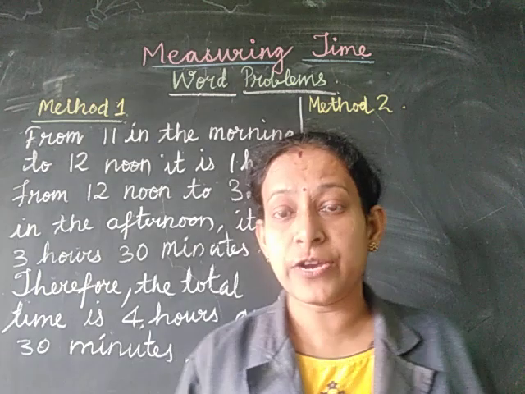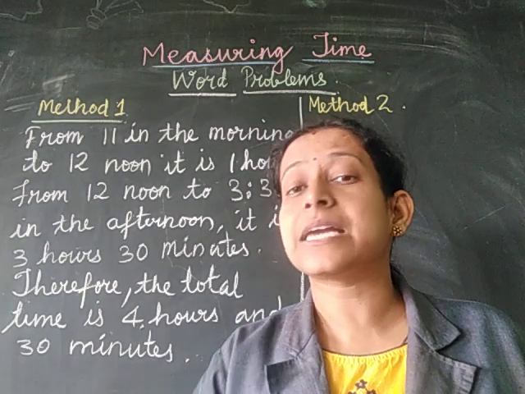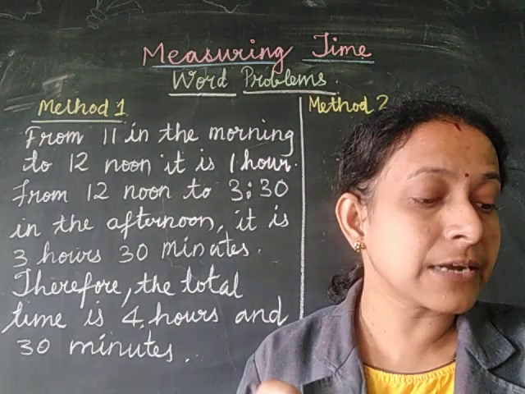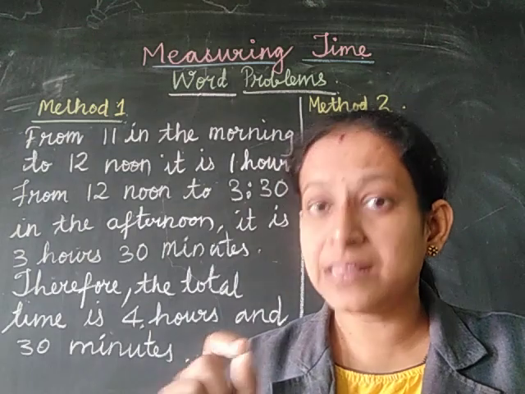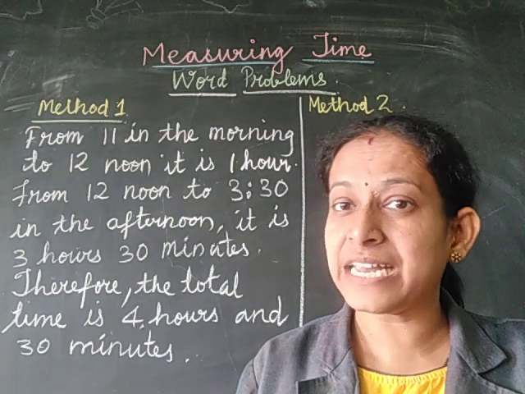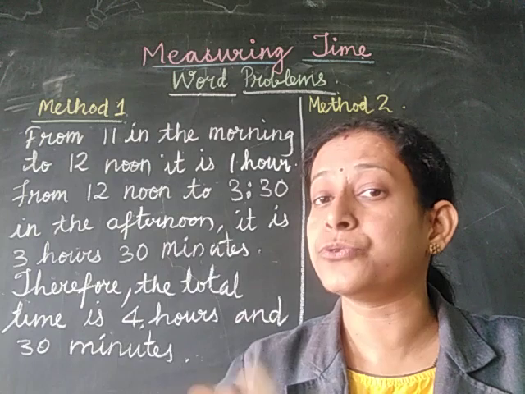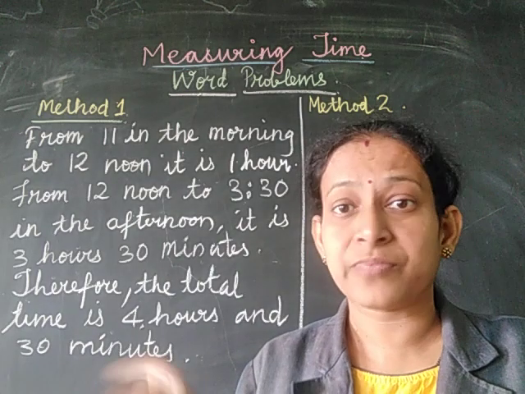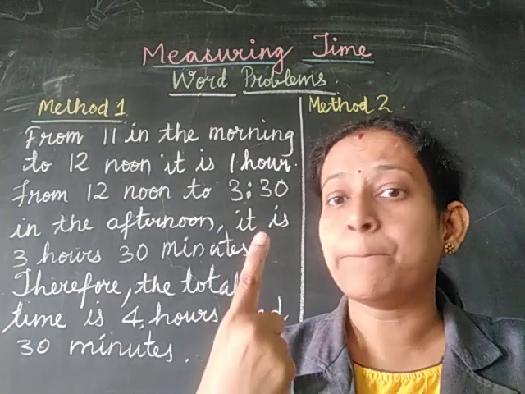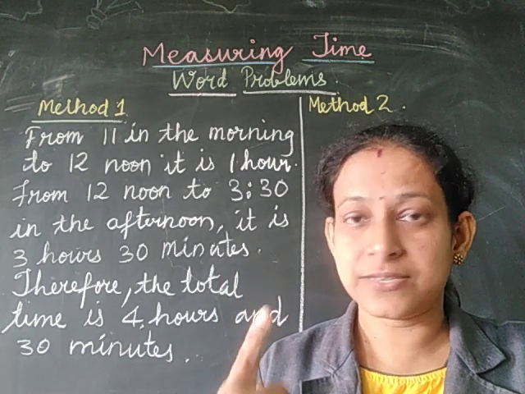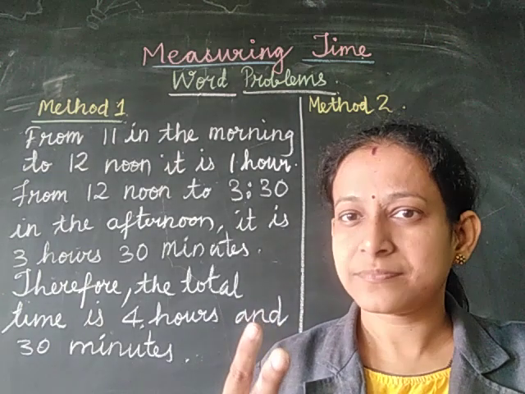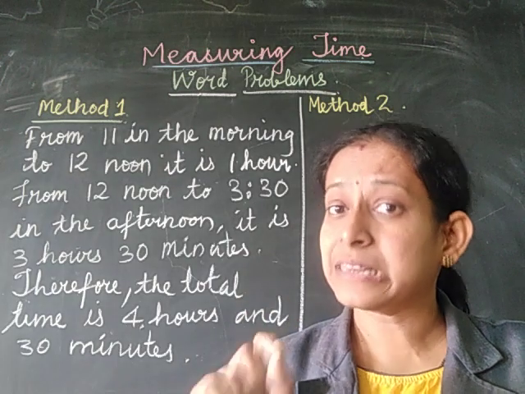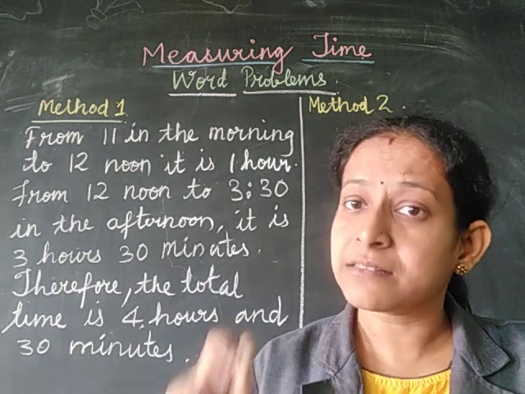Now let's go for method number 2, which is the 24-hour clock. According to the 24-hour clock, 3:30 in the afternoon will be 15 hours 30 minutes. You already know how to keep adding the timing after 12 noon. After 12 noon, 1 p.m. is 13 hours, 2 p.m. is 14 hours, 3 p.m. is 15 hours. Therefore, 3:30 will be 15 hours 30 minutes.